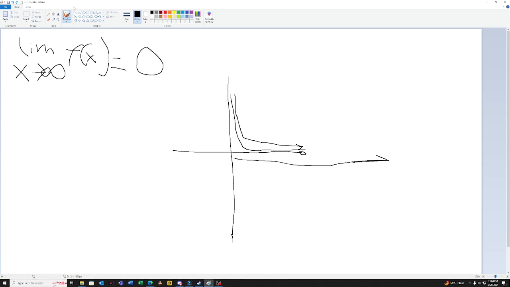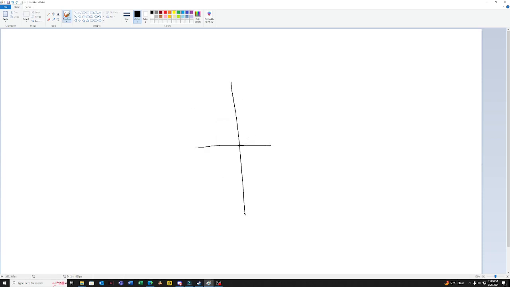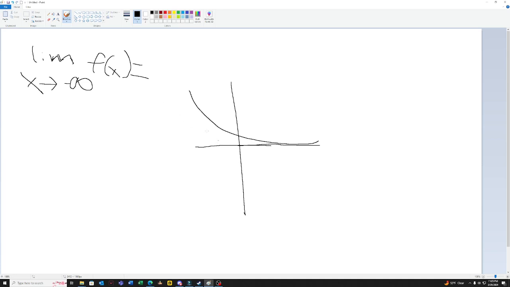If it was different and it was asking for the limit as x approaches negative infinity, you just simply look at the left side of the graph, and you would see that y is approaching infinity. Because as x gets smaller and smaller, y gets bigger and bigger because it keeps going up in exponential form.